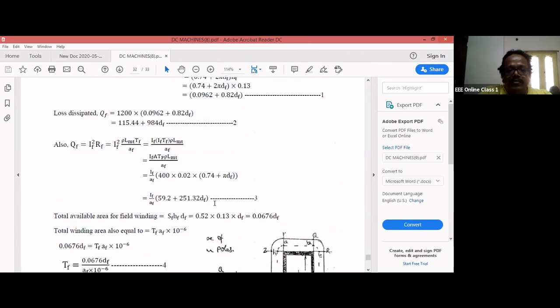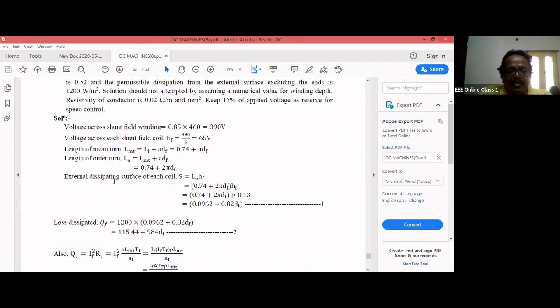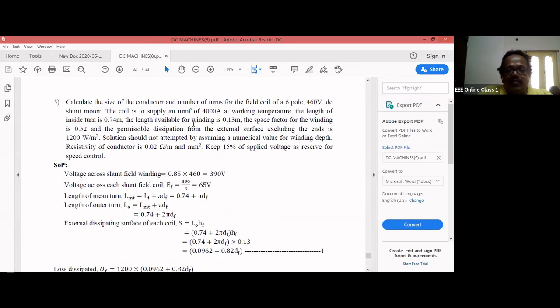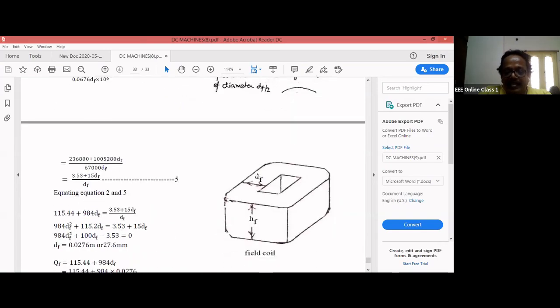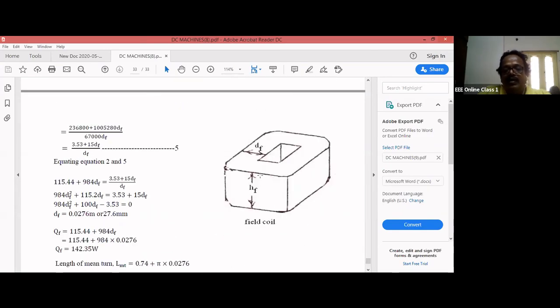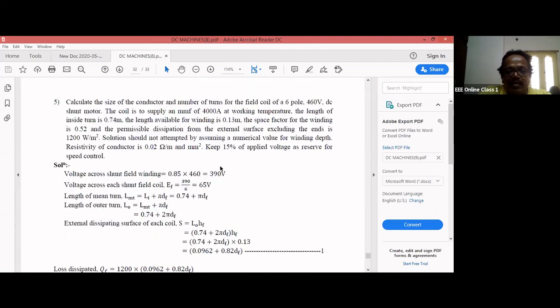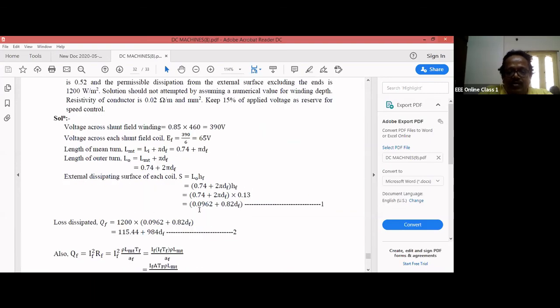So the external dissipating surface of each coil S is equal to L0 into HF, where L0 is 0.74 plus 2 pi df. So 0.74 plus 2 pi df into HF. HF is 0.13, given in the problem as the length of available winding, that is, the winding length, the height at which you do the winding. So HF is 0.13. Then we get 0.0962 plus 0.82 df.